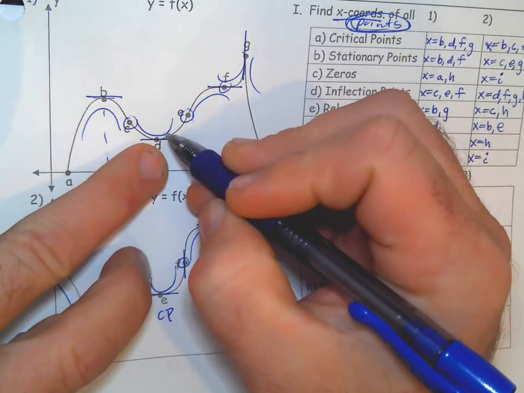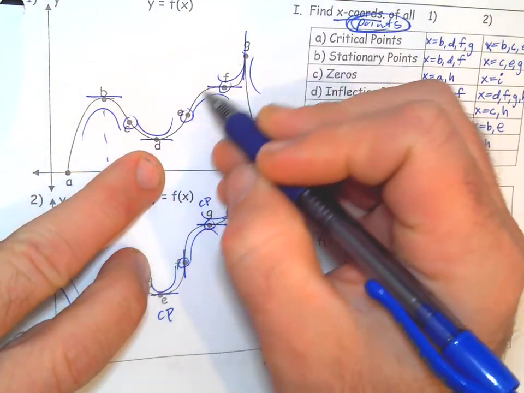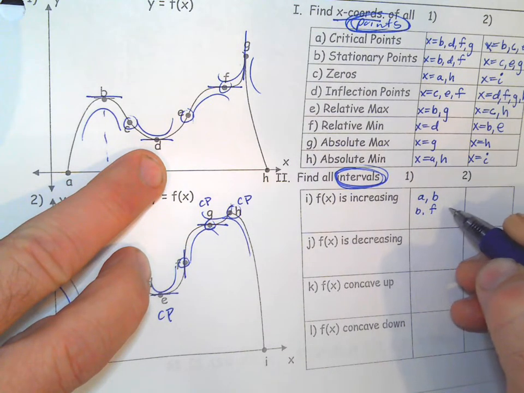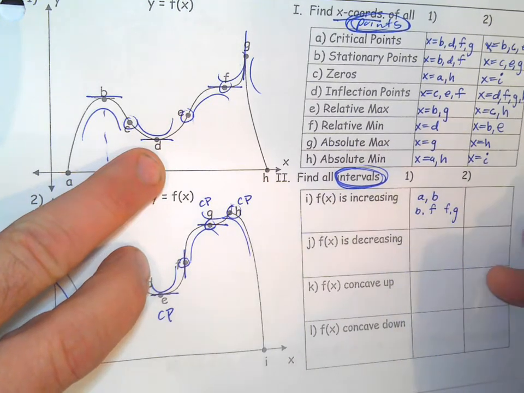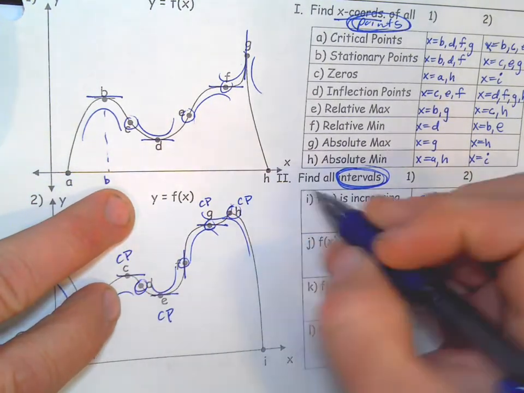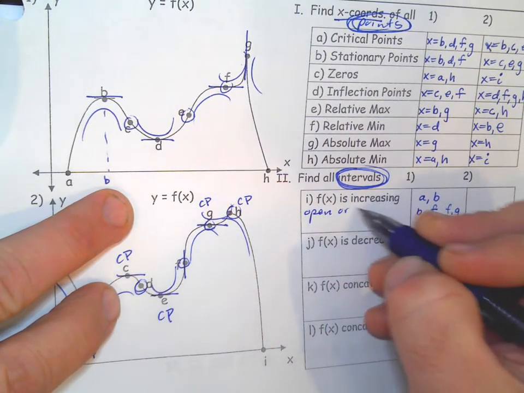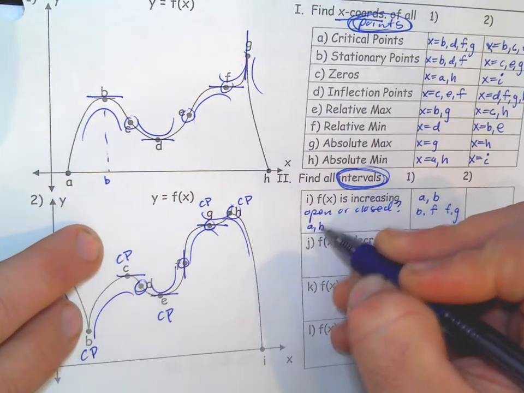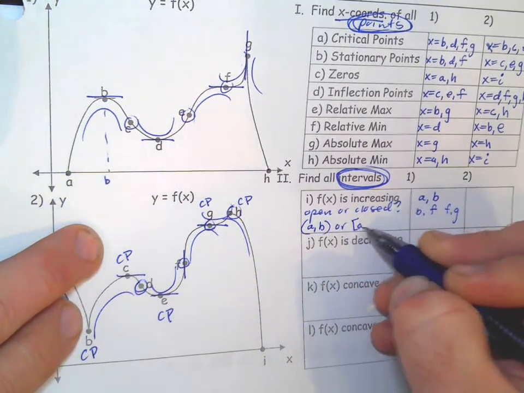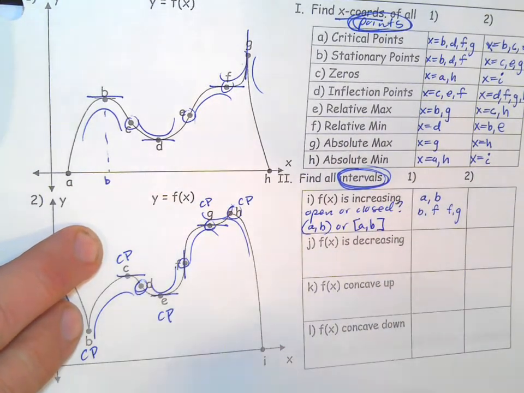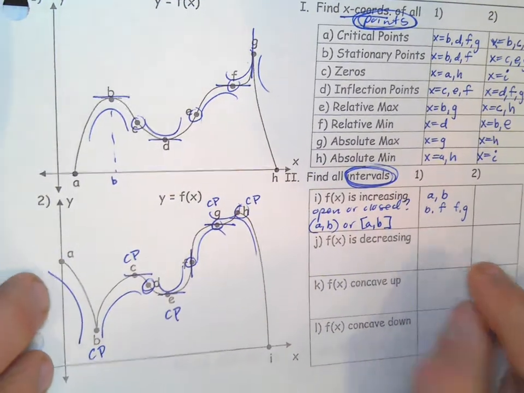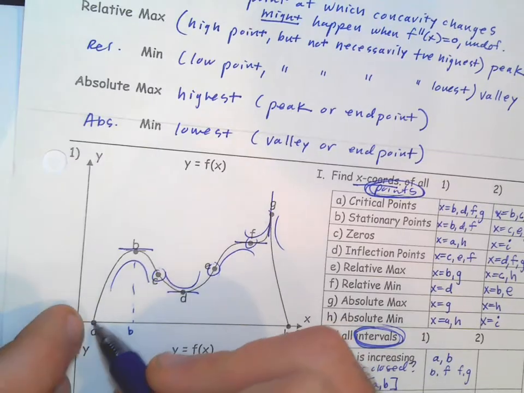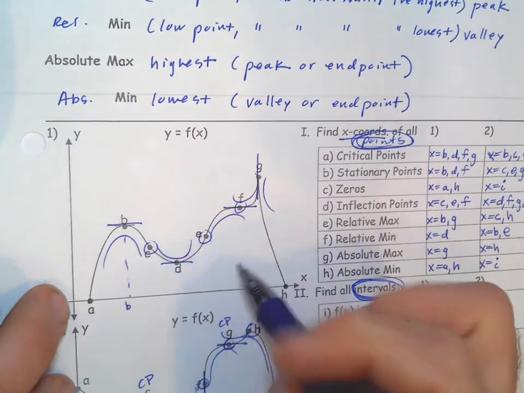And then B to F, and F to G. But then should we include the edges or not? So that's kind of a big question. Should these be open or closed intervals? Open or closed dots? So should it be A to B with parentheses or A to B with brackets? Now, is it increasing at the top of the peak still, or at the bottom? Or is it increasing at A and B? Is it still increasing?